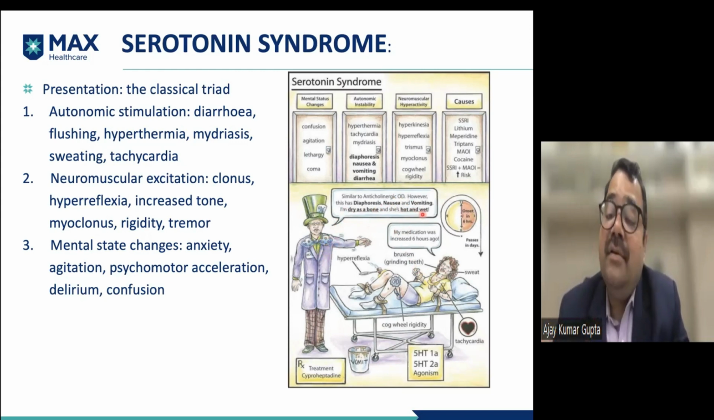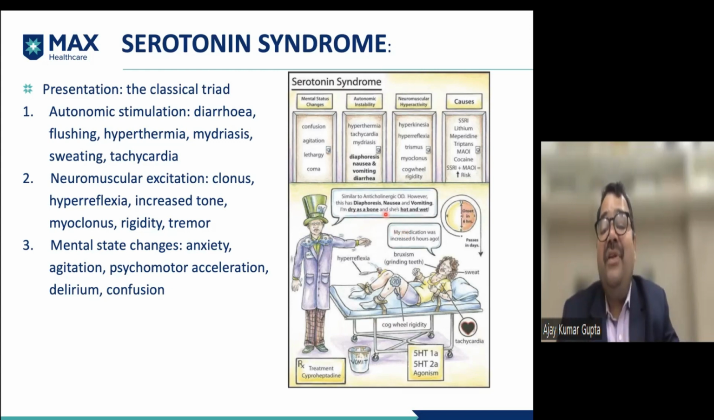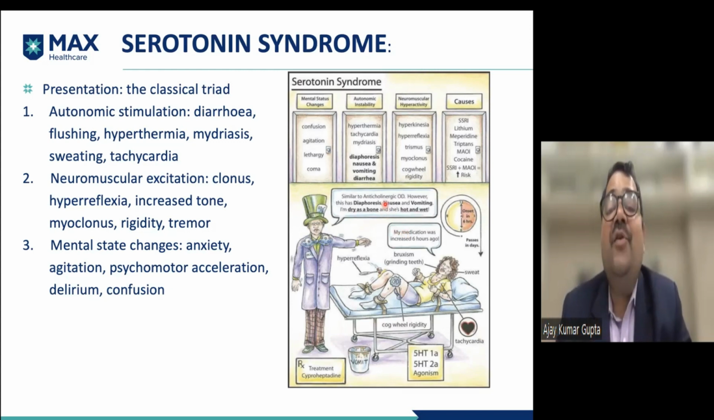On a lighter note, it is easier to remember that she is always hot and wet. So, see, this is the difference between anticholinergic and serotonin syndrome.